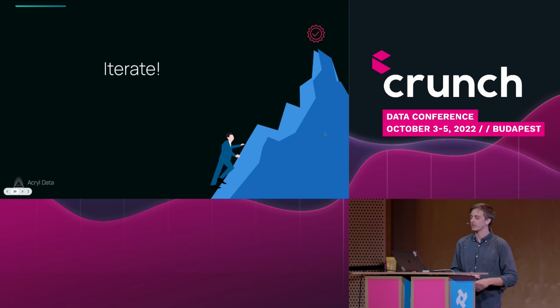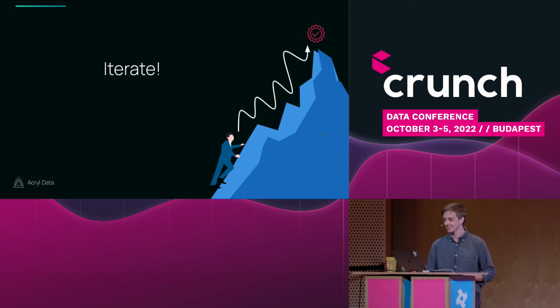Okay, so once we've done this, we've identified the first 100 or so data sets, we've governed them. Now, again, we just have to increase the scope and continue to iterate as we climb up this mount governance.